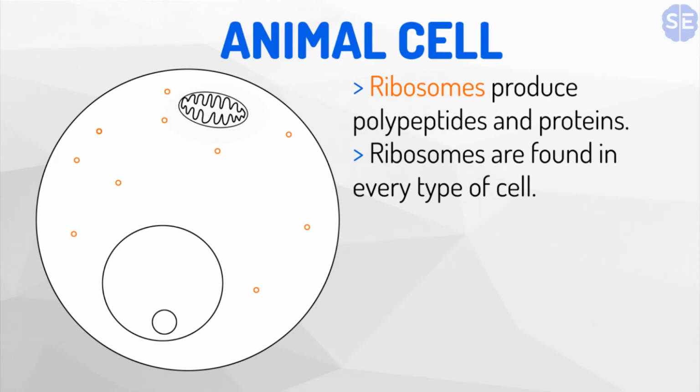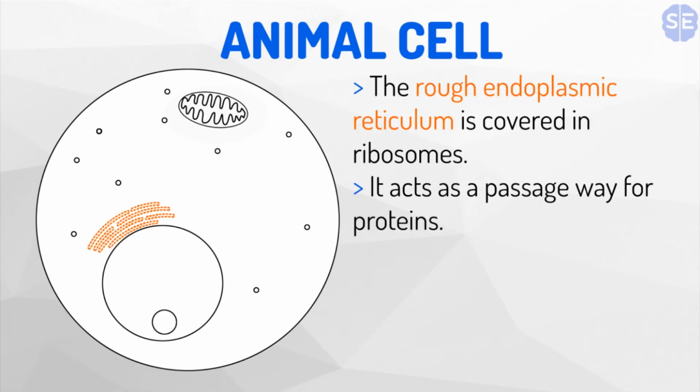Ribosomes produce polypeptides and proteins. Due to this important function, ribosomes are found in abundance in every type of cell. Ribosomes are not only found freely throughout the cell, but also attached along the rough endoplasmic reticulum. The rough endoplasmic reticulum both moves and modifies the proteins produced by the ribosomes attached to it.